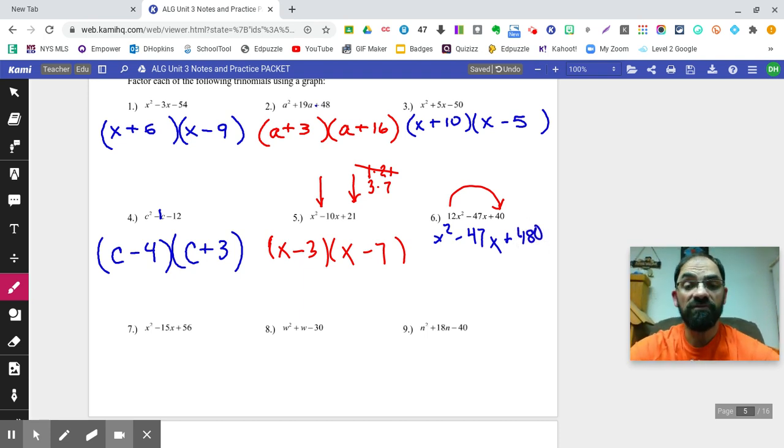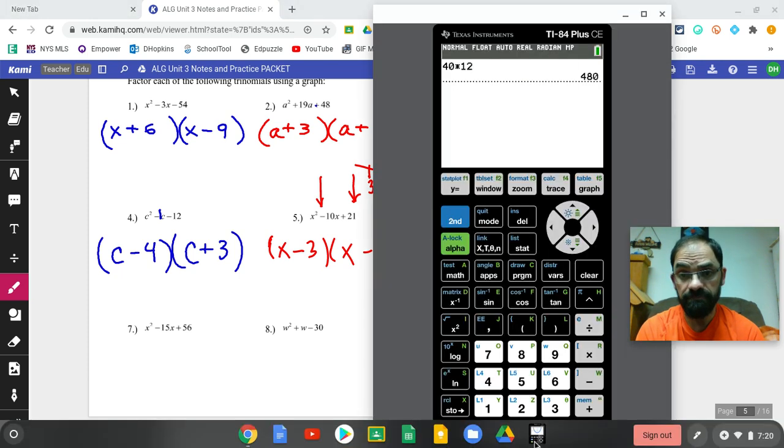Now that 12 that was in front, that just does not magically disappear and go to the end. So I need to put that in the front of both of my factors. So I've got 12x and 12x. So now I have the same type of trinomial that I had in the previous question. So I want to find factors of the last term that add to get negative 47. Now this one's not as easy because I probably don't have all the factors of 480 in my head. So let's use a calculator.